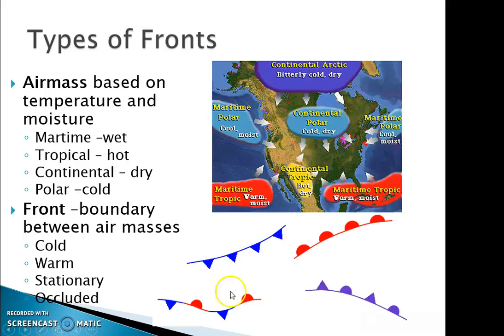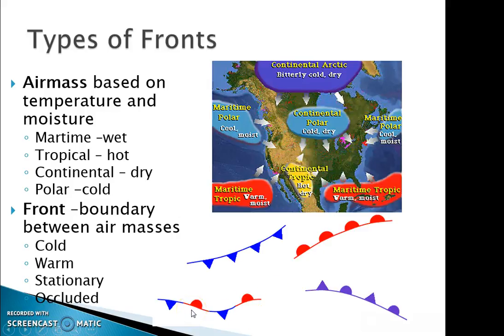Okay, types of fronts, these are really important. Air masses are based on temperature and moisture. So maritime is wet, tropical is hot, continental is dry, and polar is cold. A front is the boundary between air masses. You've got a cold one. This has blue triangles. We refer to these as the blue icicles. Okay. A warm front, on the other hand, is going to have red semicircles, which look like suns. It is warmer. Okay. They always point in the direction that they're heading. So this blue one is going downwards. This warm front is going upwards.